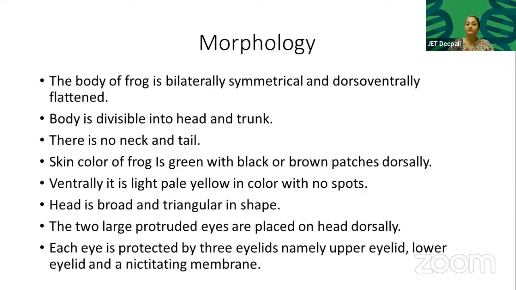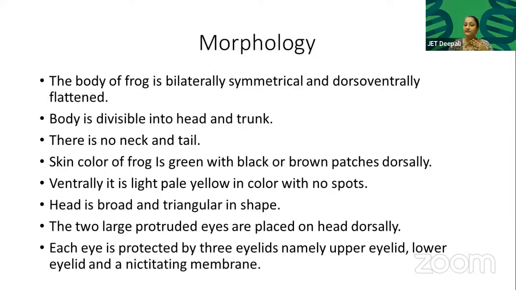The body of the frog is bilaterally symmetrical. Means you can divide the organism only when you are cutting it dorsoventrally, because it is a dorsoventrally flattened organism. The body is divisible into head and trunk. No tail. Order Anura has only those amphibians that are tailless. So the body is divided into only two segments, head and trunk. There is no neck and no tail.